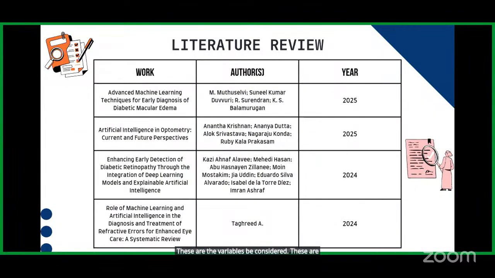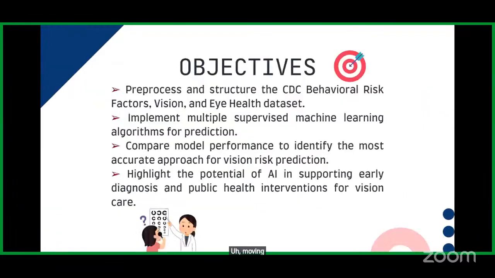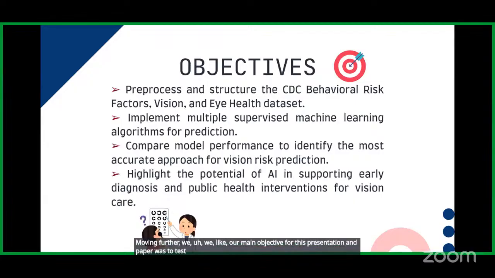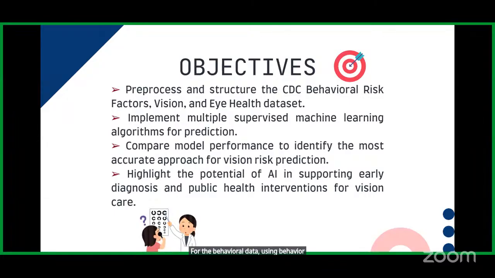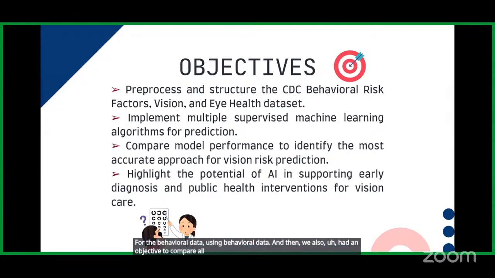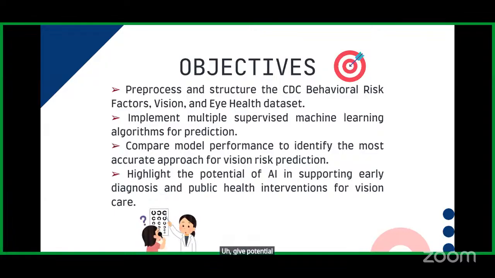These are the previous studies done in the field, and they highlight how much potential there is for applying AI in vision health. Moving further, our main objective for this presentation and paper was to test whether AI models can predict vision risk using behavioral data, and then compare a broad set of models to see which approach works best. And the main one was to highlight the potential of AI.